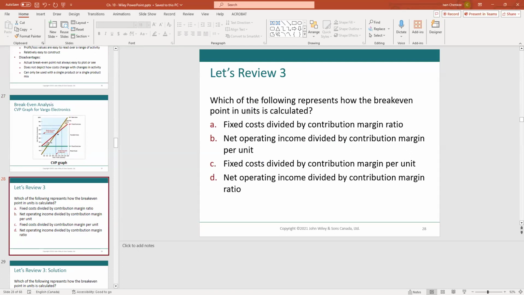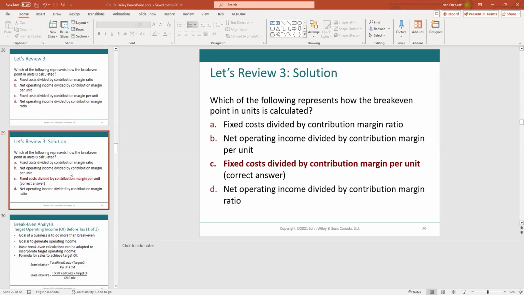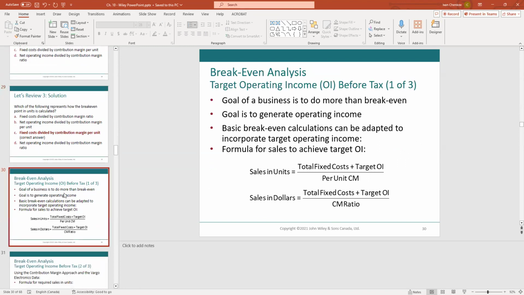What are we chasing? Units. If we chase units, what are we chasing? Units. So which one will be the right one? C. The one that has units, right? The one that has a ratio is going to be something else. And that's how you should remember it.